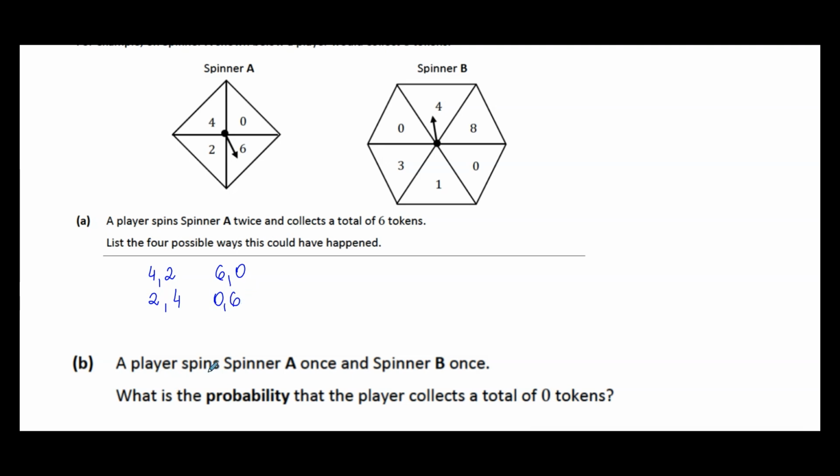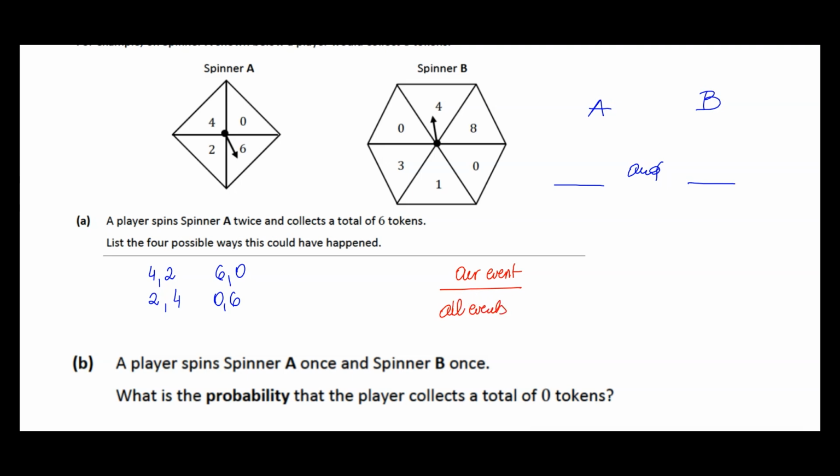Now, in the next part, a player spins A once and B once. So we have A, and then again, we have B. What is the probability that the player collects a total of 0 tokens? Wow, that's rough, isn't it? Now, probability. On top of the fraction, I have our event. On the bottom of the fraction, all events.